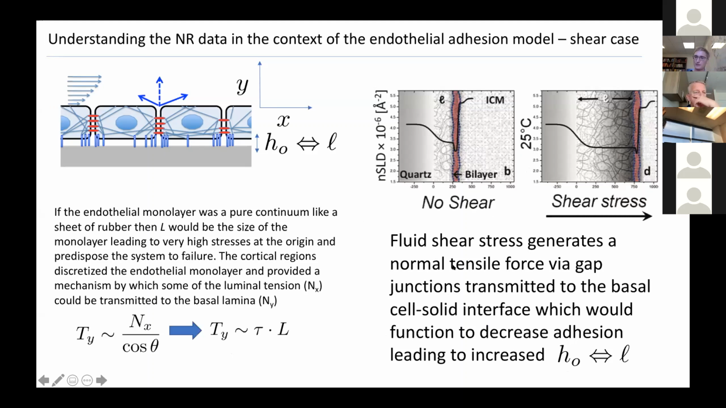This is exactly what we see when we look at the cells at 25 degrees. Right? So at 25 degrees, if we put the cells under shear, the endothelial cell monolayer tended to separate from the quartz substrate, increasing the thickness of the extracellular cell matrix. So this is within the logic of the kind of biomechanical analysis of the Fung tension field model.